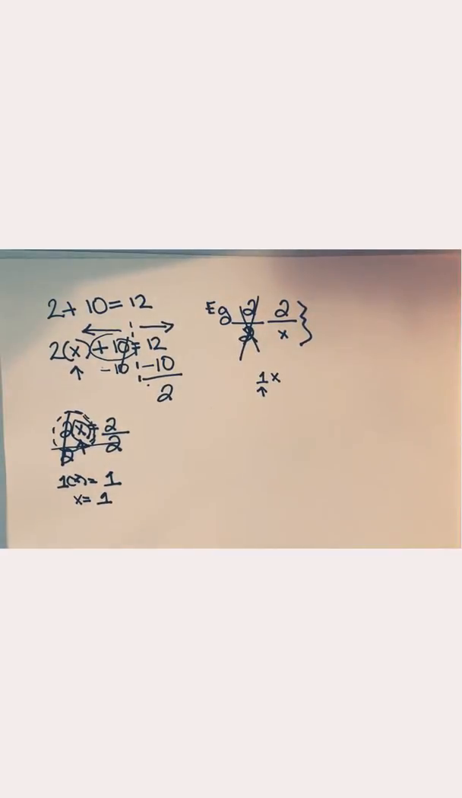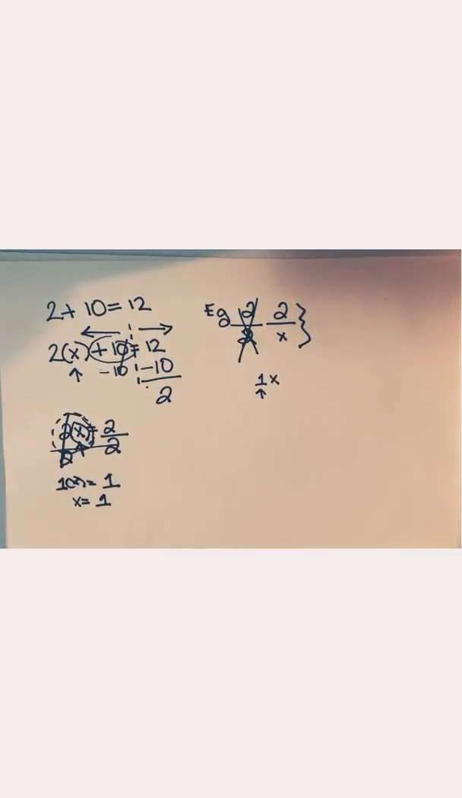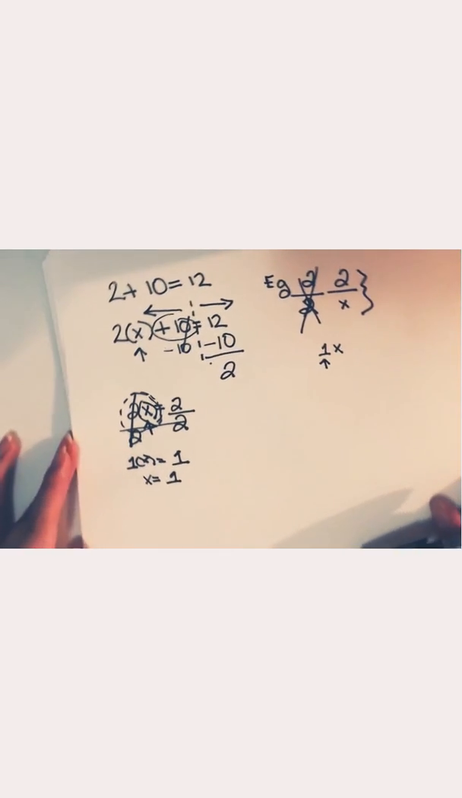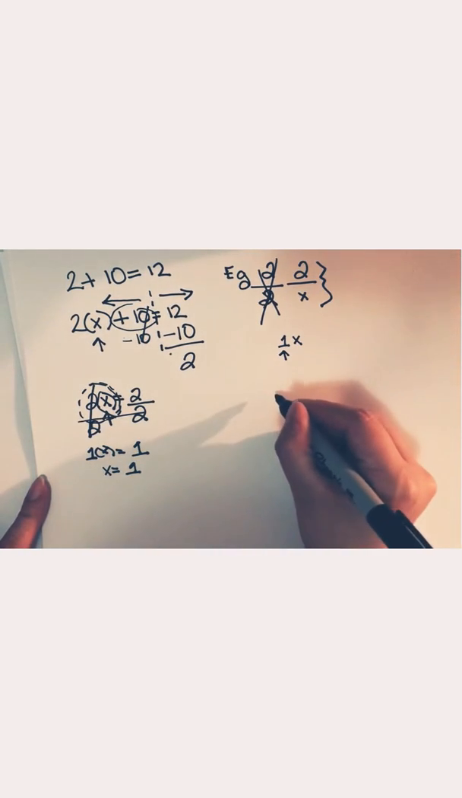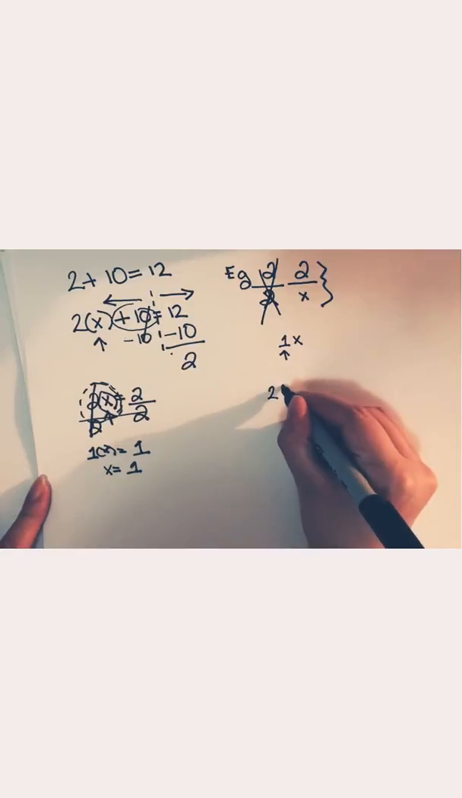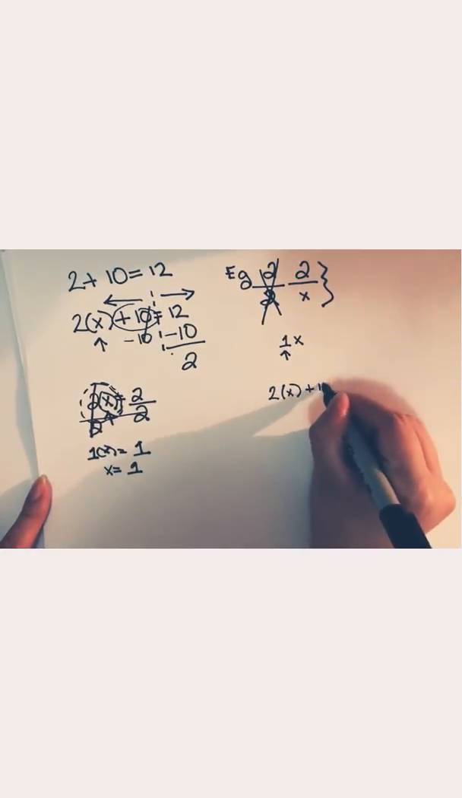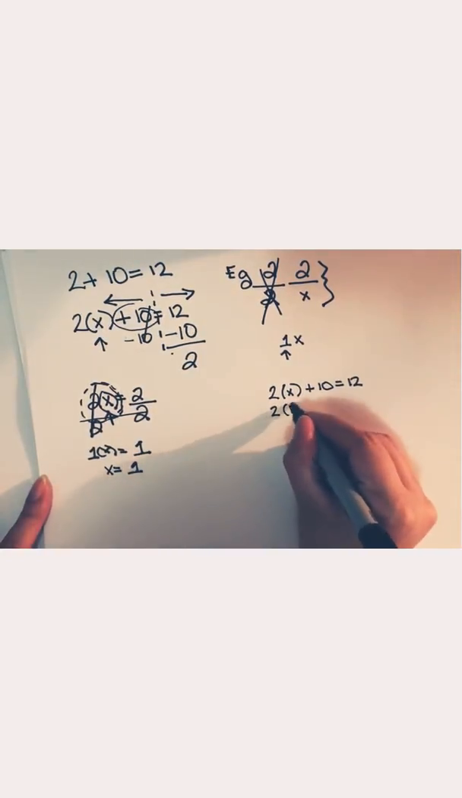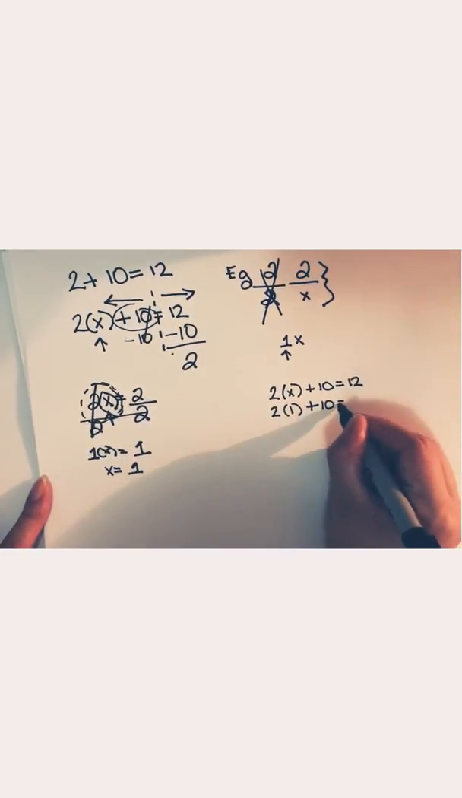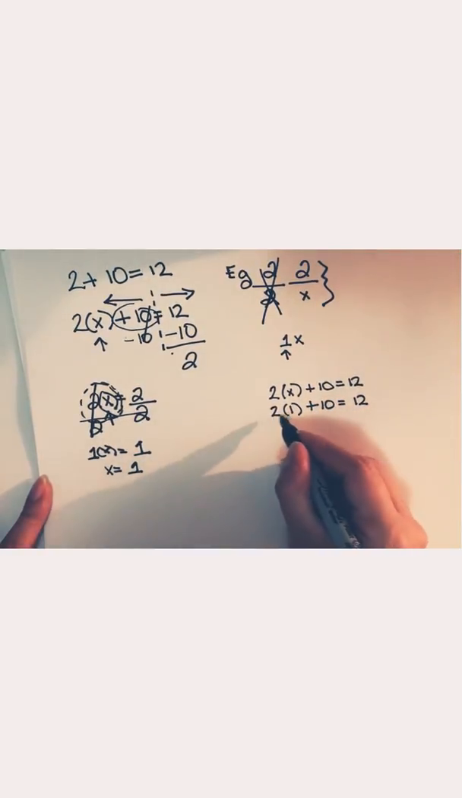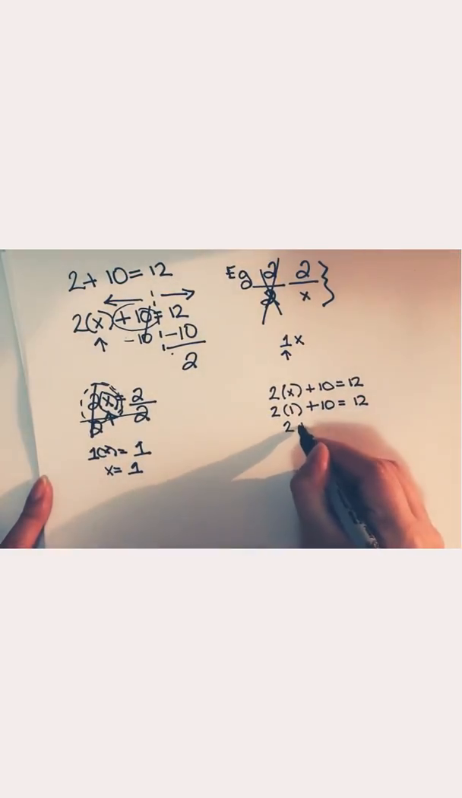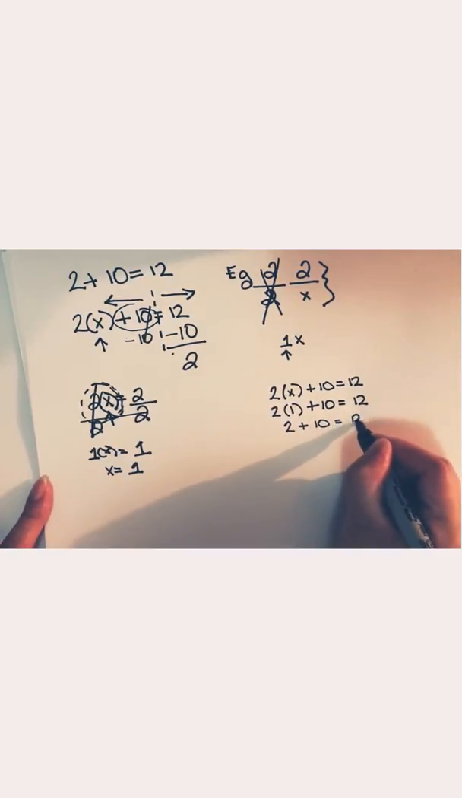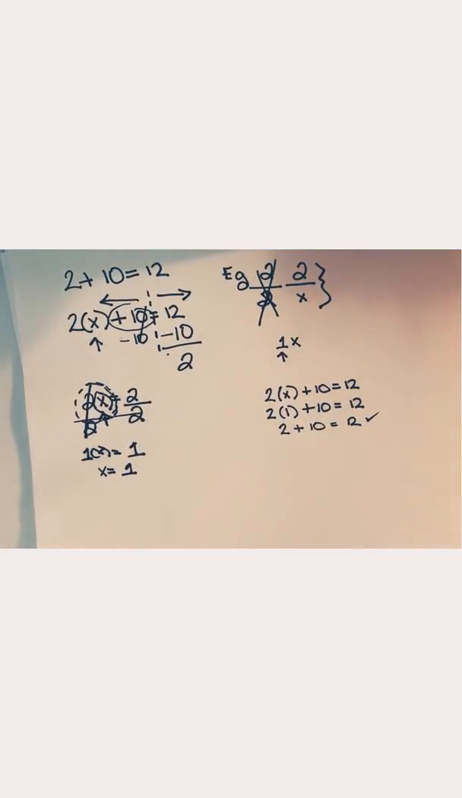Now let's say you wanted to double check what was happening. You go ahead and you rewrite the question. 2x plus 10 equals 12. We know that x is 1, so 2 times 1 is 2, plus 10 equals 12. And there's your answer. Now, let's try something else.